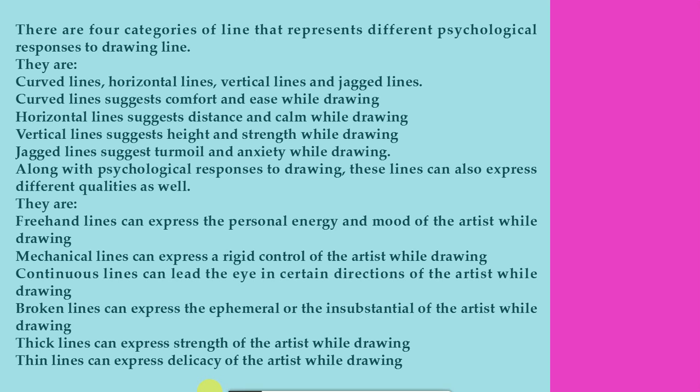Along with psychological responses to drawing, these lines can also express different qualities as well. Freehand lines can express the personal energy and mood of the artist while drawing. Mechanical lines can express a rigid control of the artist while drawing. Continuous lines can lead the eye in certain directions of the artist while drawing. Broken lines can express the ephemeral or the insubstantial of the artist while drawing. Thick lines can express strength of the artist while drawing. Thin lines can express delicacy of the artist while drawing.